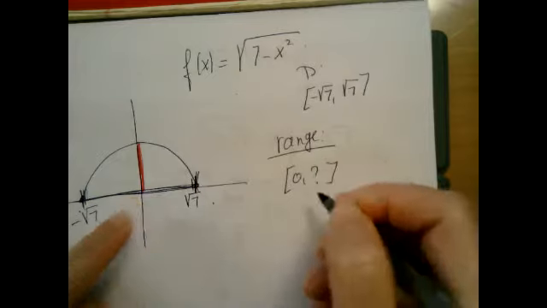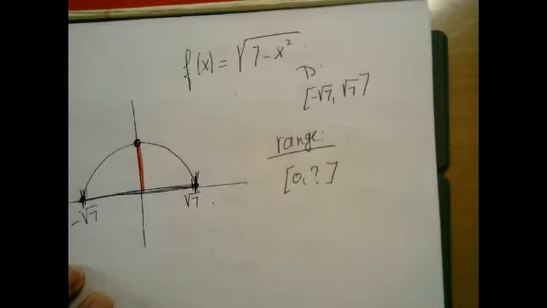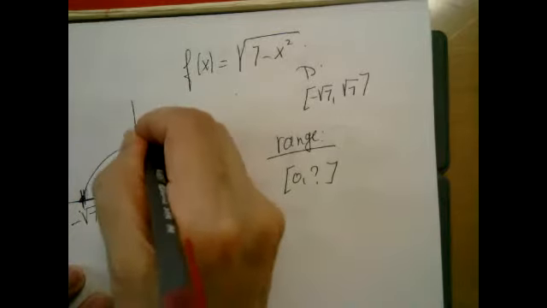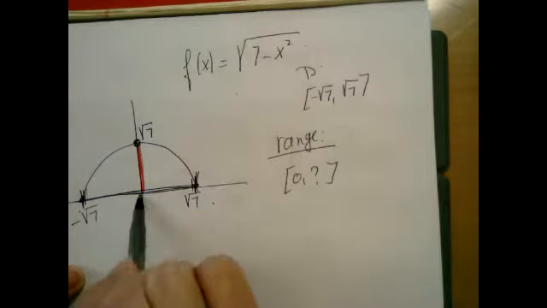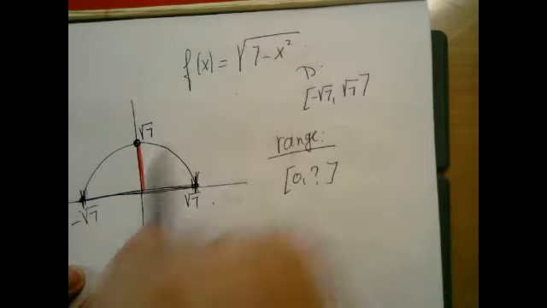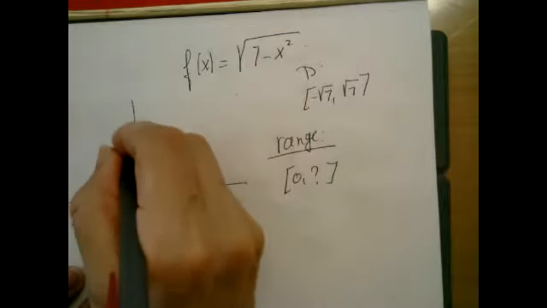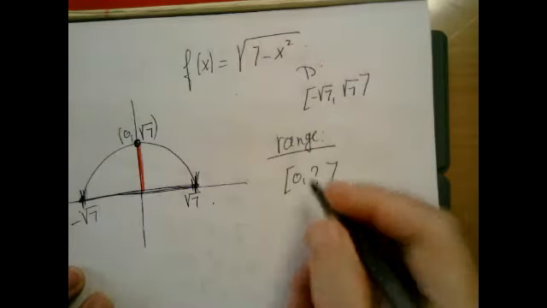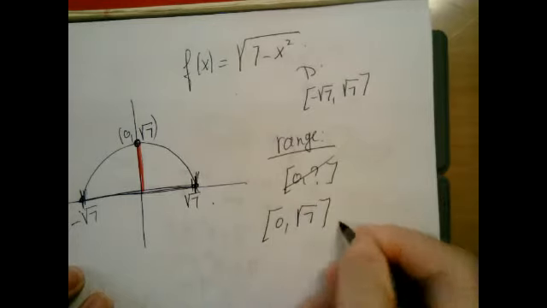Up to what? Square root of 7. Absolutely, it's the square root of 7. Because what's the output here? If x is 0, the output is the square root of 7. So this point right here is (0, square root of 7). So now the range is up to square root of 7.